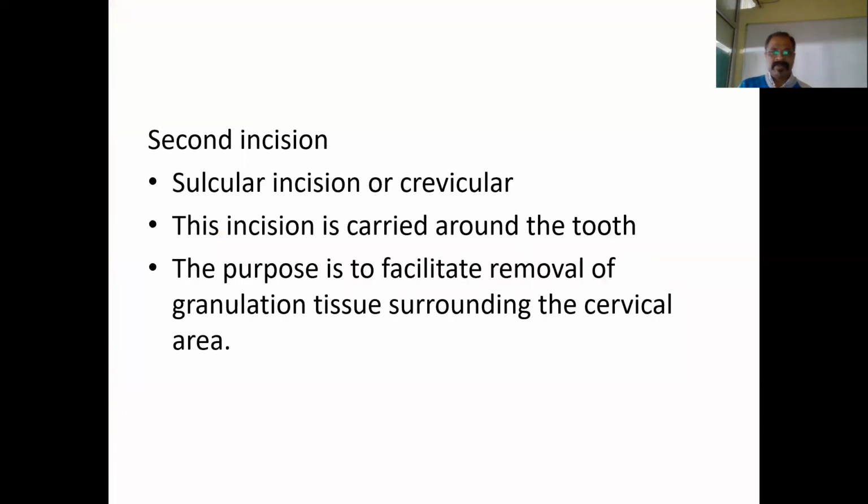Now, the second incision, as I said, is also called a clavicular incision or a sulcular incision. This incision is carried out all around the tooth. The purpose is to facilitate removal of the granulation tissue or the pocket lining surrounding the cervical area.